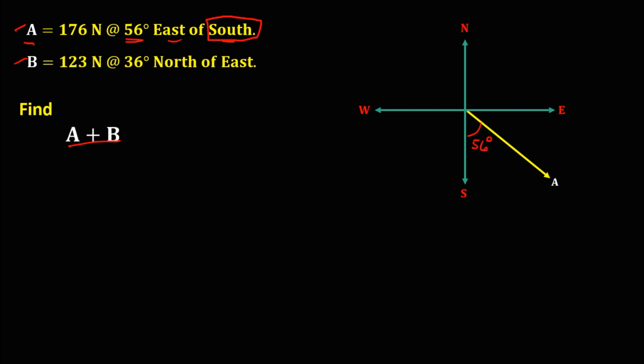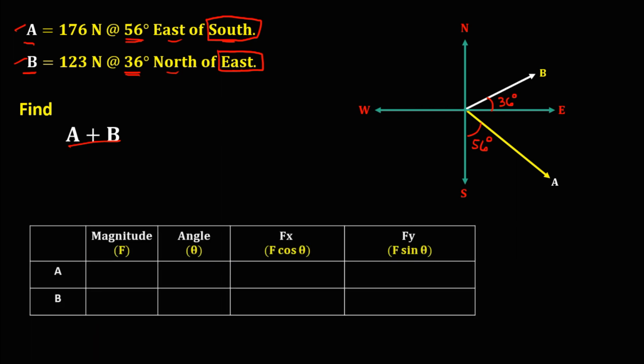56 degrees. Then for vector B, 36 degrees north of east. So this is north of east for vector B. Then for this angle, since it is north of east, the angle is in the east, and this one is 36 degrees. Then this time we find the resultant force using the components method.